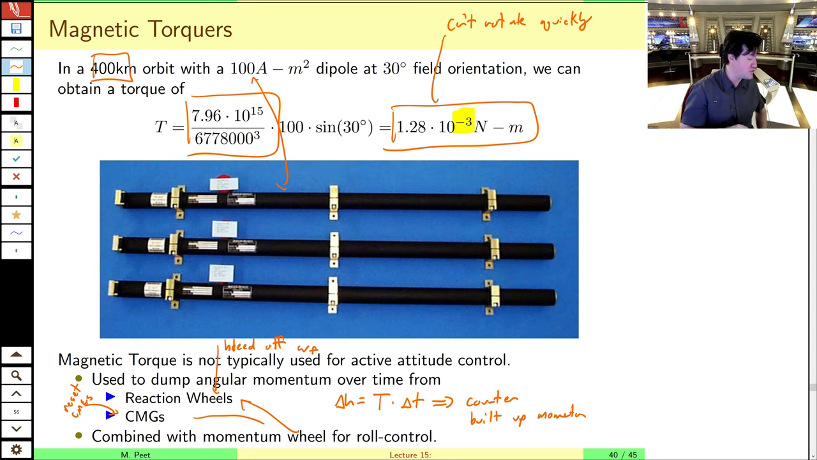They're not usually used for active control, right? They're usually combined with a momentum wheel or a CMG, more traditionally a reaction wheel. If you really wanted to do three-axis stabilization, you could use a reaction wheel for roll control, and then you would get three axes. But again, not usually advised, and if you have a reaction wheel there anyway, you might as well put four of them and just do three-axis stabilization.